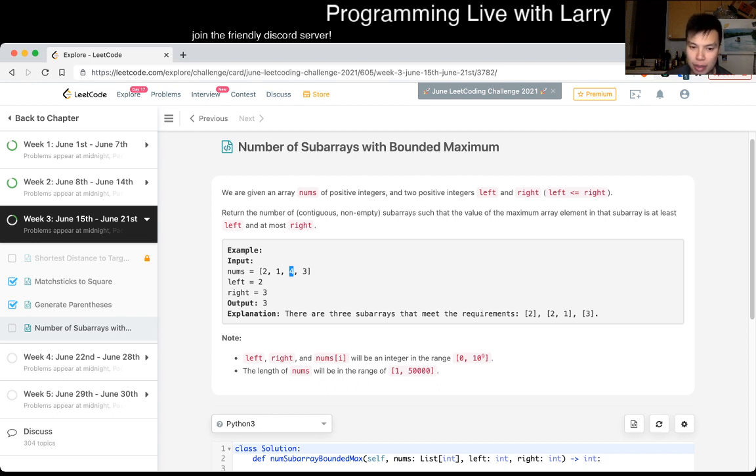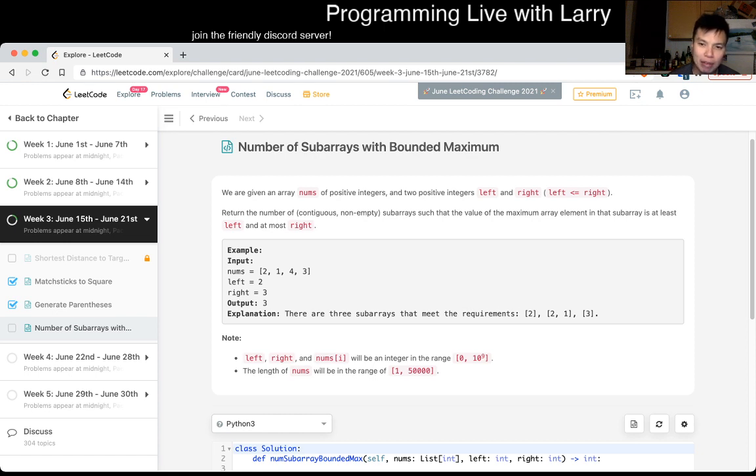I guess there's three conditions altogether. One is that the maximum number of the subarray is less than left. I don't know why they call it left and right. They should just call it min and max or something. I don't know, maybe that's confusing though. But in any case, if the max is less than min, then we keep on greedily adding.